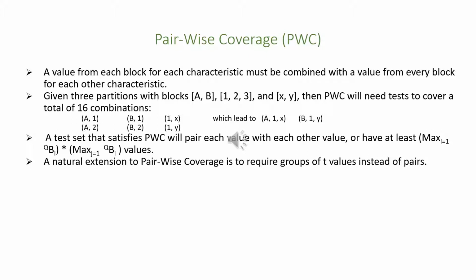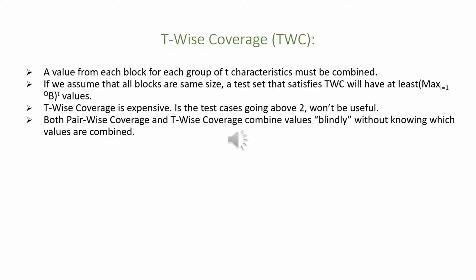A natural extension to pairwise coverage is to require groups of T values instead of pairs. So our next strategy is T-wise coverage. In T-wise coverage, a value from each block for each group of T characteristics must be combined. If we assume that all blocks are of same size, a test set that satisfies T-wise coverage will have at least max of i of B_i to the power T values. But T-wise coverage is expensive.